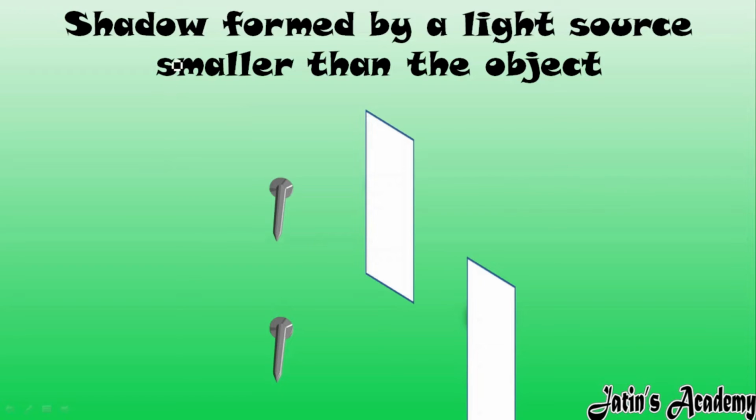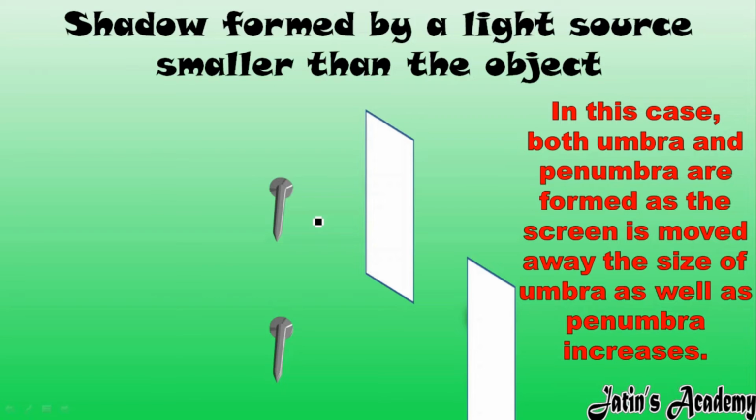Next topic: shadow formed by a light source smaller than the object. If we take a smaller light source and a larger object, what is going to happen in this case? See carefully. Actually, in this case both umbra and penumbra are going to form. For example, here I have an opaque object which is larger as compared to the source of light.